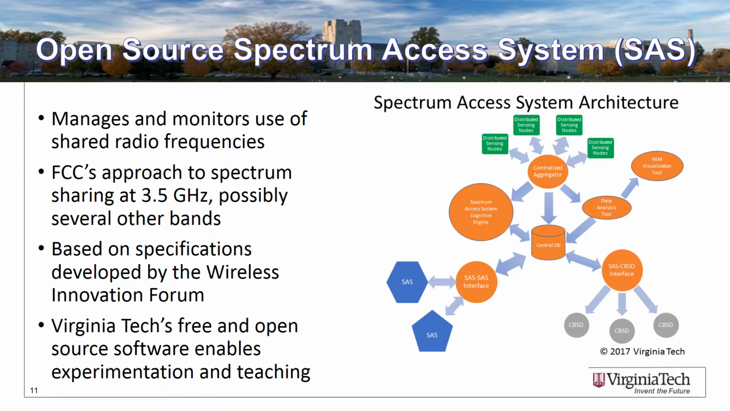Virginia Tech's Spectrum Access System is an open source system that manages and monitors use of shared radio spectrum bands. The SAS issues spectrum grants to users, allocating the radio spectrum in time and space as well as frequency. A SAS is the FCC's preferred approach to spectrum sharing at 3.5 GHz, and it could be used at any.